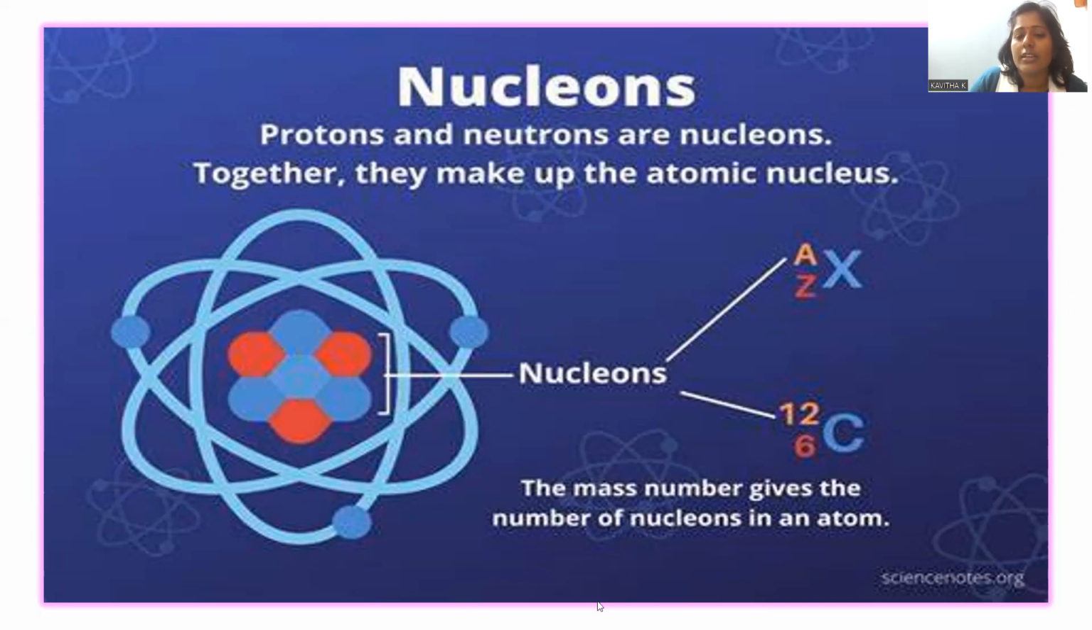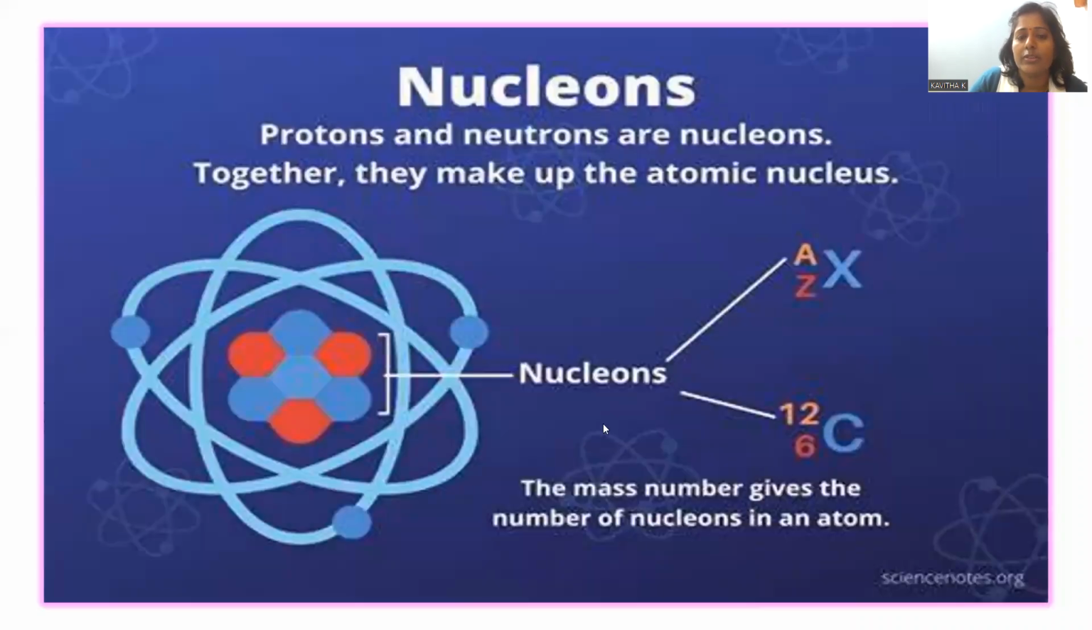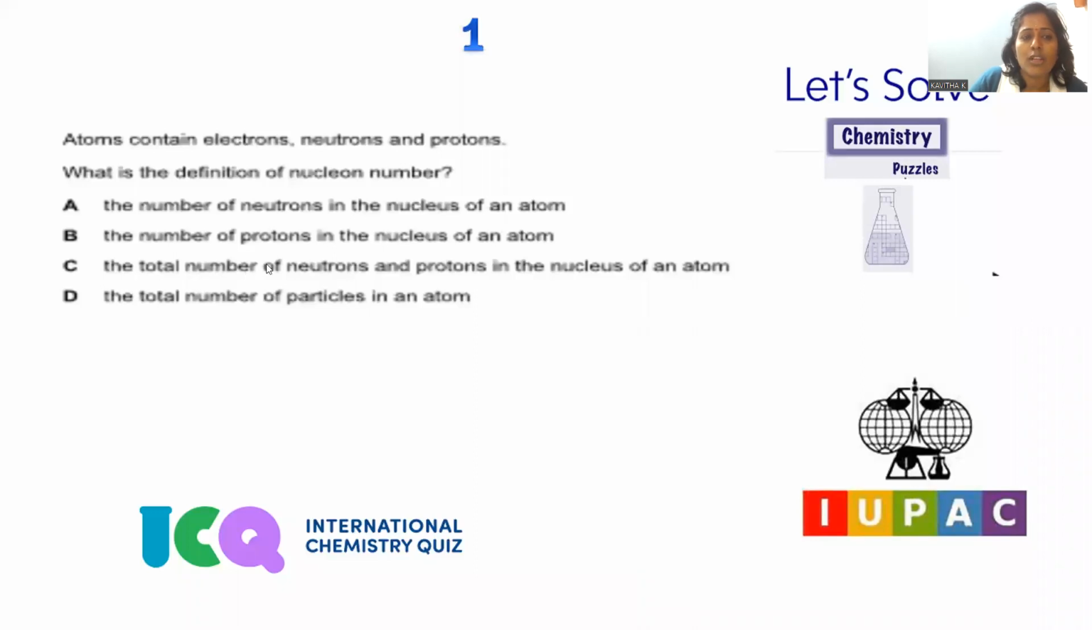So nucleons are nothing but the combination of protons plus neutrons. It is given with the example carbon with atomic number 6 and mass number 12. Here you can clearly find nucleon number is equal to number of protons plus number of neutrons, right? Nucleons are nothing but the number of protons and number of neutrons, and the right answer will be the total number of neutrons and the total number of protons which are present in the nucleus of an atom. Option number C is the right answer.